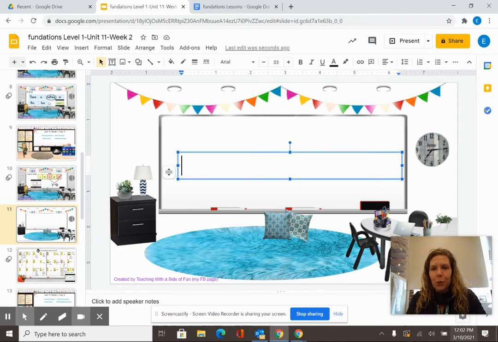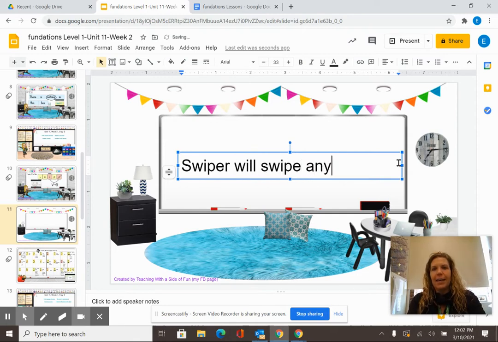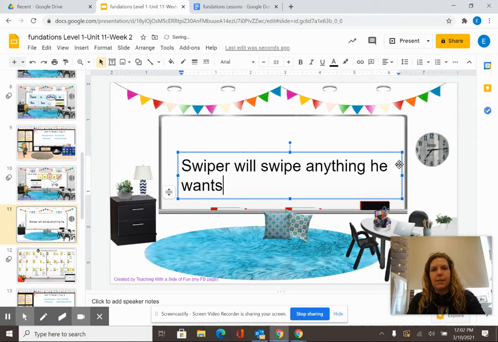So the sentence I want you to write in your book or on your board is Swiper. Okay, I need a capital at the beginning. Swiper will swipe, which means steal, anything. Anything is a nice big compound word. He wants. Boys and girls, I put a period at the end. Let's read the sentence together. Swiper will swipe anything he wants.